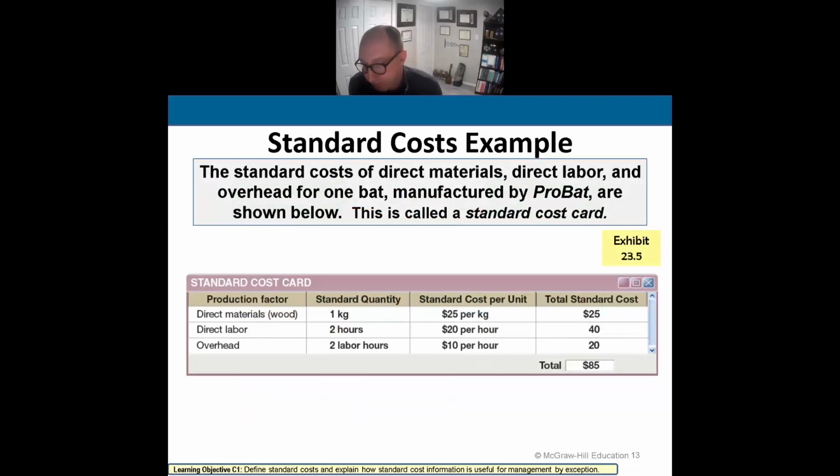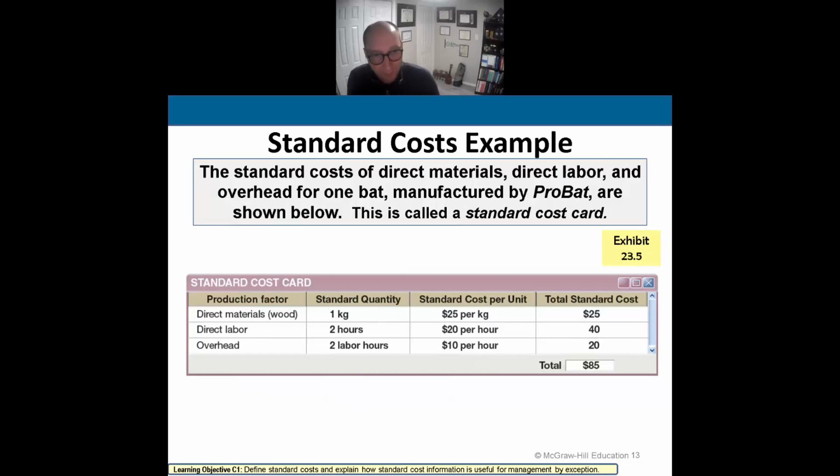We have a company. This is our example that we're going to use this time. We have a company that produces baseball bats. Oh, I like baseball. It's one of my favorite sports. Our company produces baseball bats. The name of our company is called ProBat. That's nice. We make baseball bats.